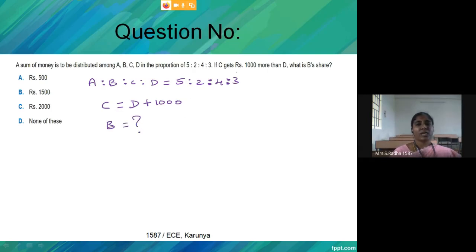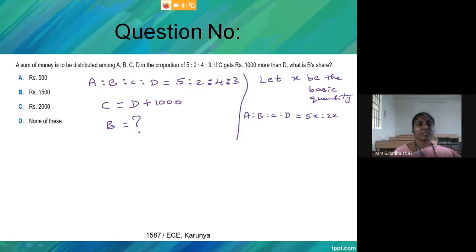In the first sentence, let x be the basic quantity for making the ratio. Now what is happening? A, B, C, D are having 5x, 2x, 4x and 3x. This is the ratio they are having.